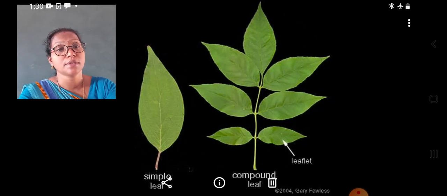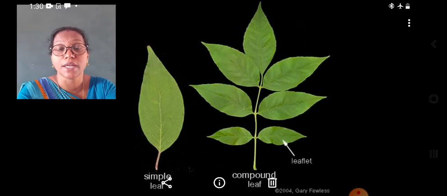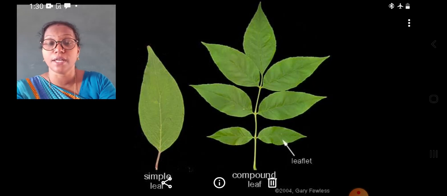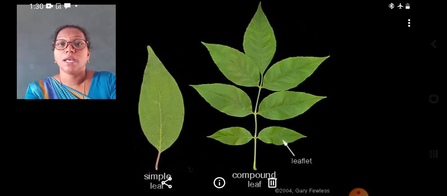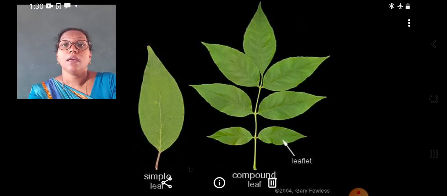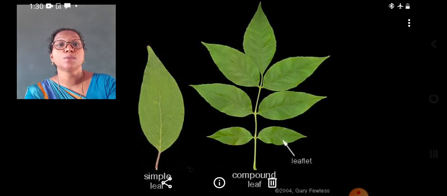In compound leaves, the leaf has a single stalk, but the lamina is divided into many small leaves called the leaflets. We know that the leaves of touch-me-not plant, the leaves of tamarind, and the leaves of rose plant, all these are compound leaves, or the leaves of neem, they are also compound leaves. The main leaf is divided into small leaflets.